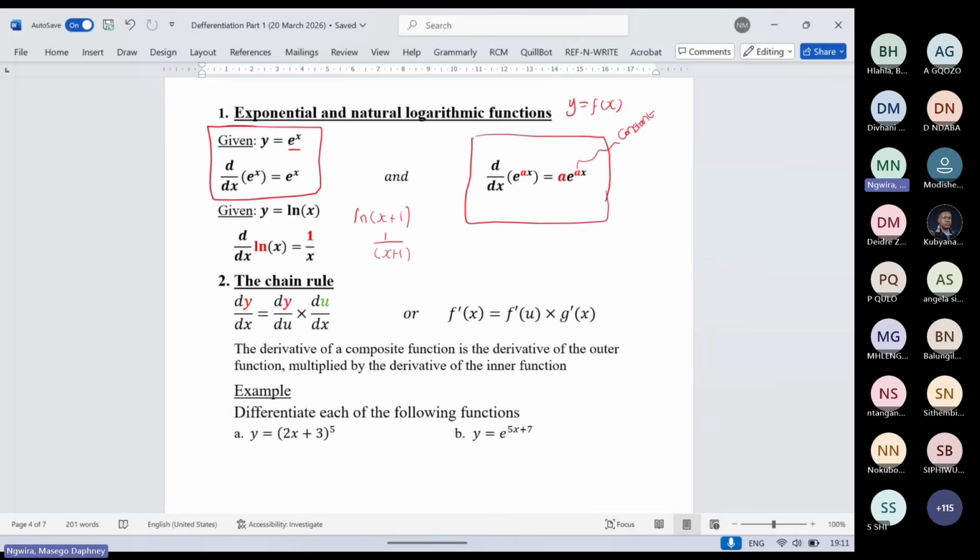The chain rule says that the derivative of a composite function. When you talk about a composite function, it's a function that has more than one function. It has two functions.